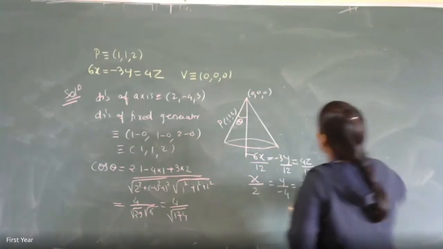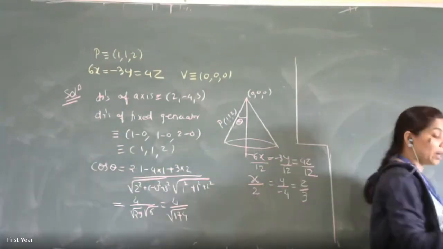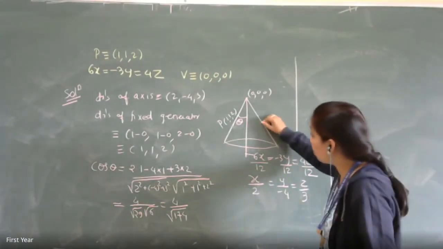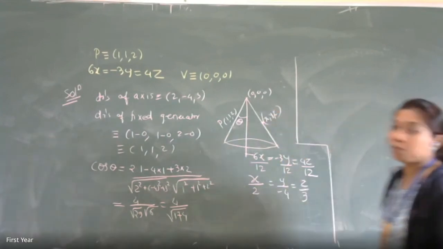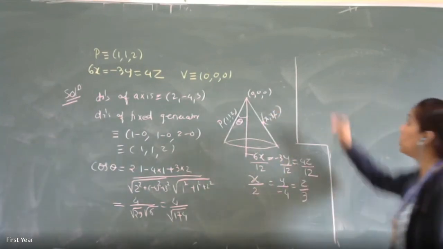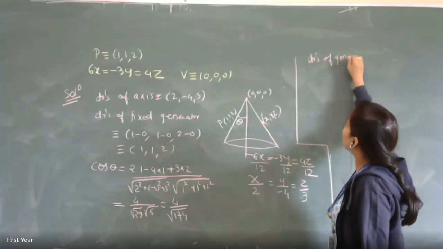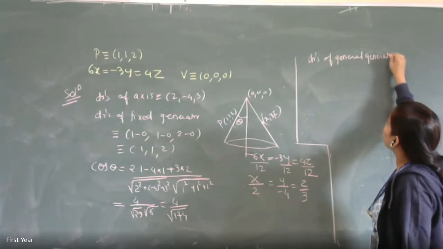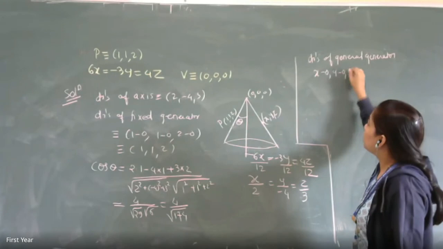Now the second part is finding the equation of cone. I hope everybody has understood how we are going to find the equation of cone with the help of general generator. What will we do? I need x y z, right? So let x y z be any point on the surface of the cone. Then direction ratios of general generator will be x minus 0, y minus 0, z minus 0.